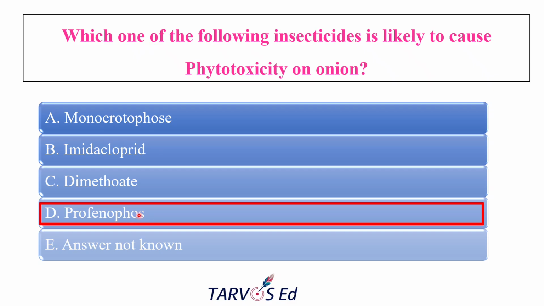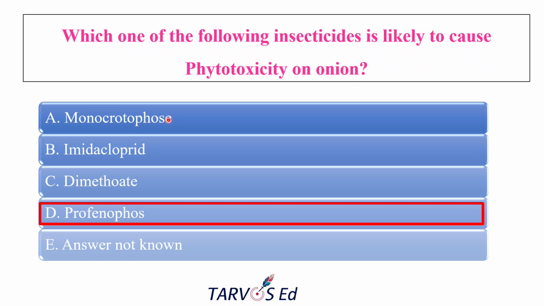Profenophos is phytotoxic especially to onion because organophosphate insecticides have high solubility, and an EC, emulsifiable concentrate, formulation can easily dissolve the waxy cuticle on the onion leaf. So this will lead to direct chemical burn, especially at a higher dose and also at higher temperature. That's why you will often see warnings like do not use on onion, crucifers and so on, especially on the profenophos labels.